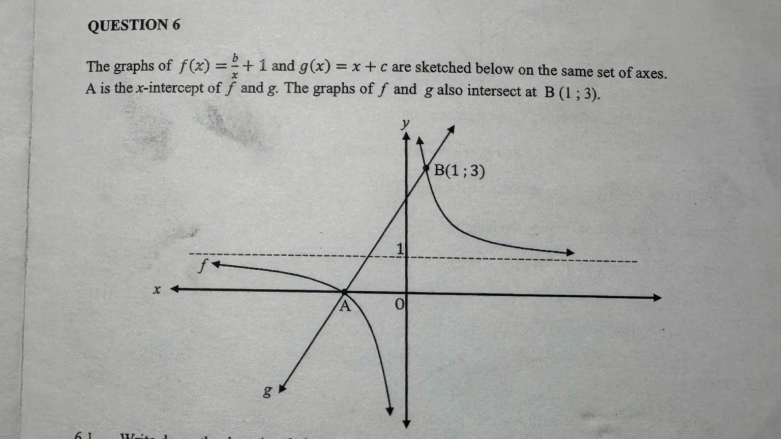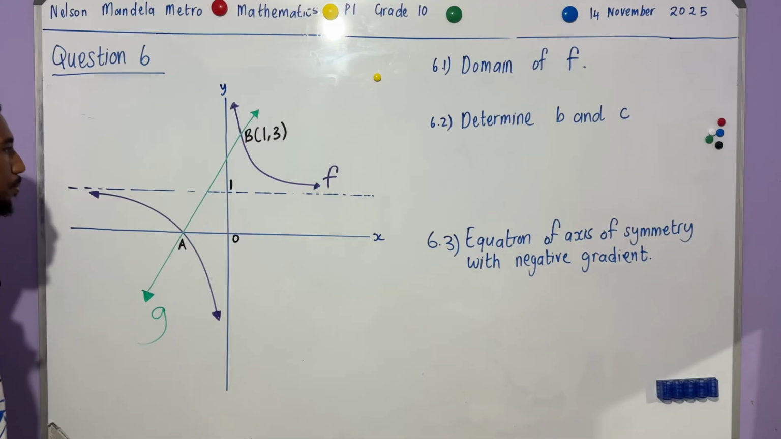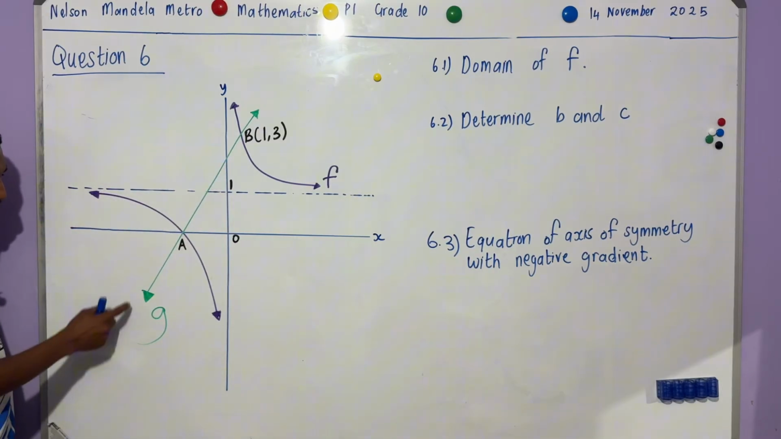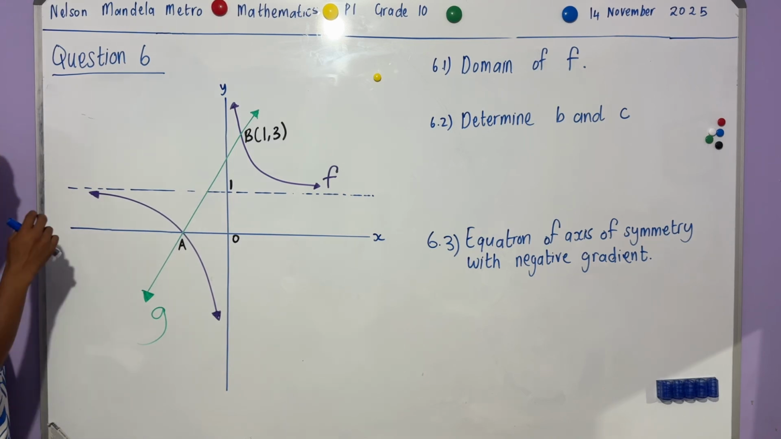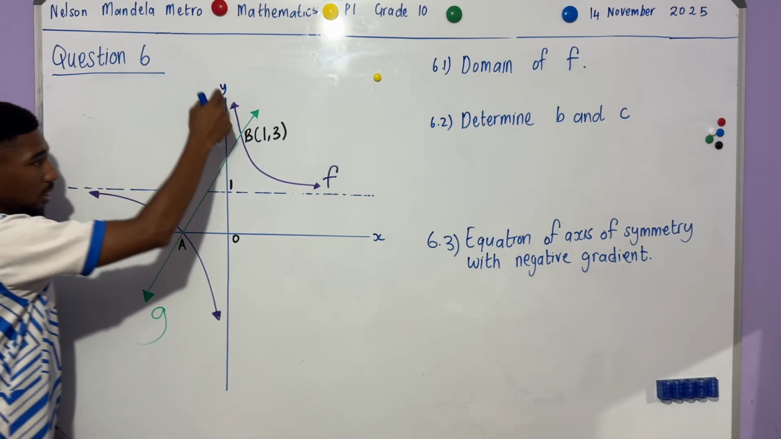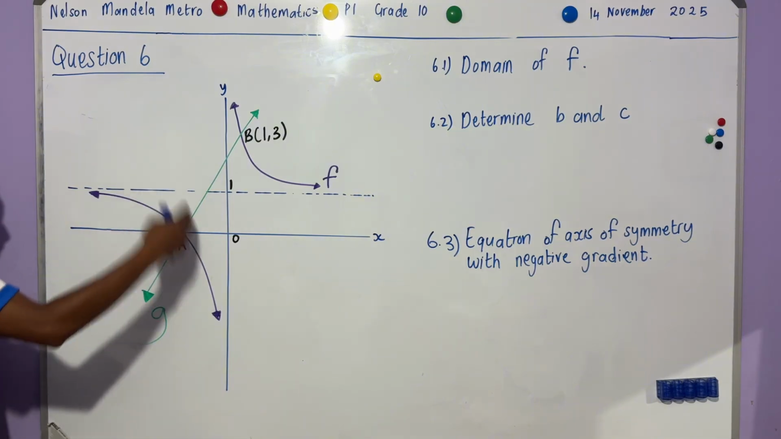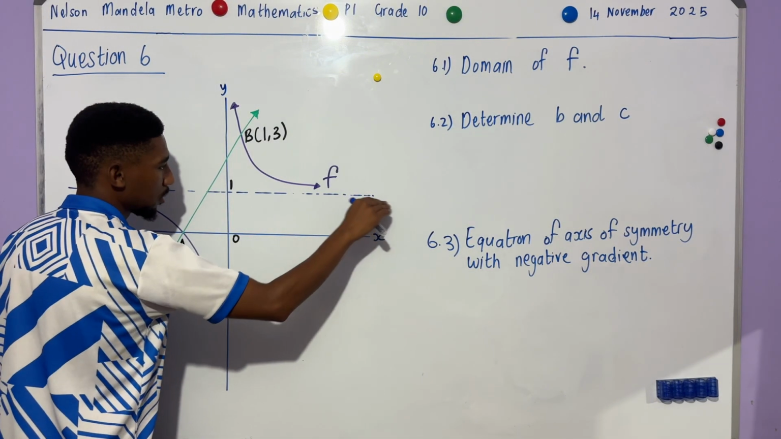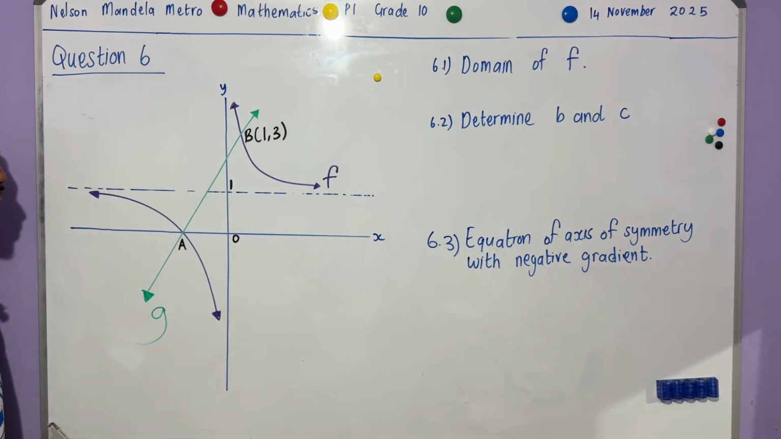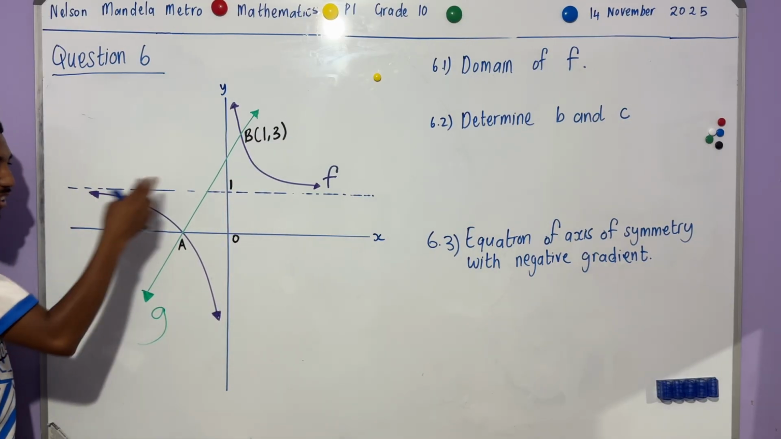Anyways, question 6 is: the graphs of f of x equals b over x plus 1 and g of x equals x plus c are sketched below on the same set of axes. A is the x-intercept of f and g. The graphs of f and g also intersect at B. B is (1; 3). So we can see the graph over here. The graph of g is the green line, and hopefully no one's colorblind in the chat. And then f is purple. The axes are blue, and we have a horizontal asymptote for the f graph at y equals 1.